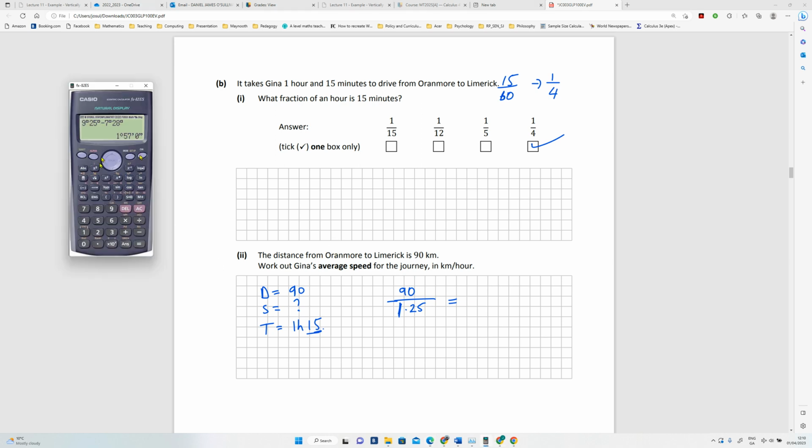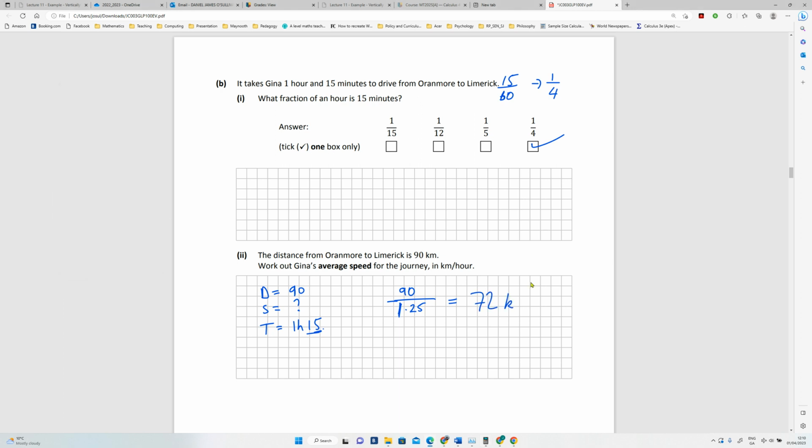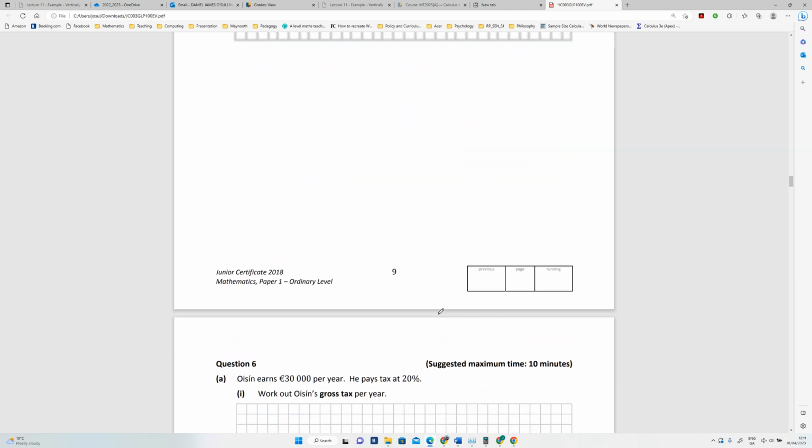So 90 divided by 1.25 equals 72 kilometres per hour. That's the speed that Gina was travelling at from Oranmore down to Limerick. Okay, so that is the end of question 5.